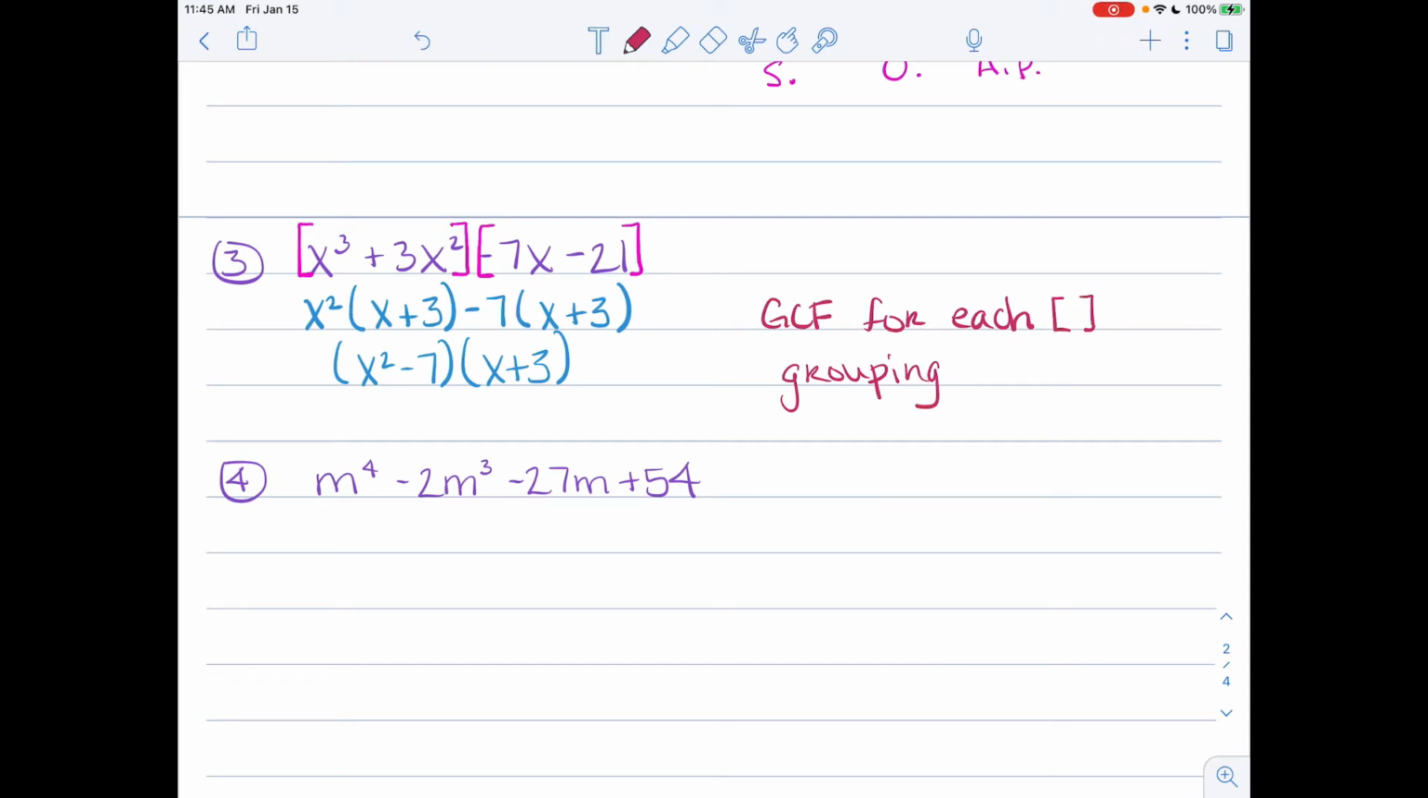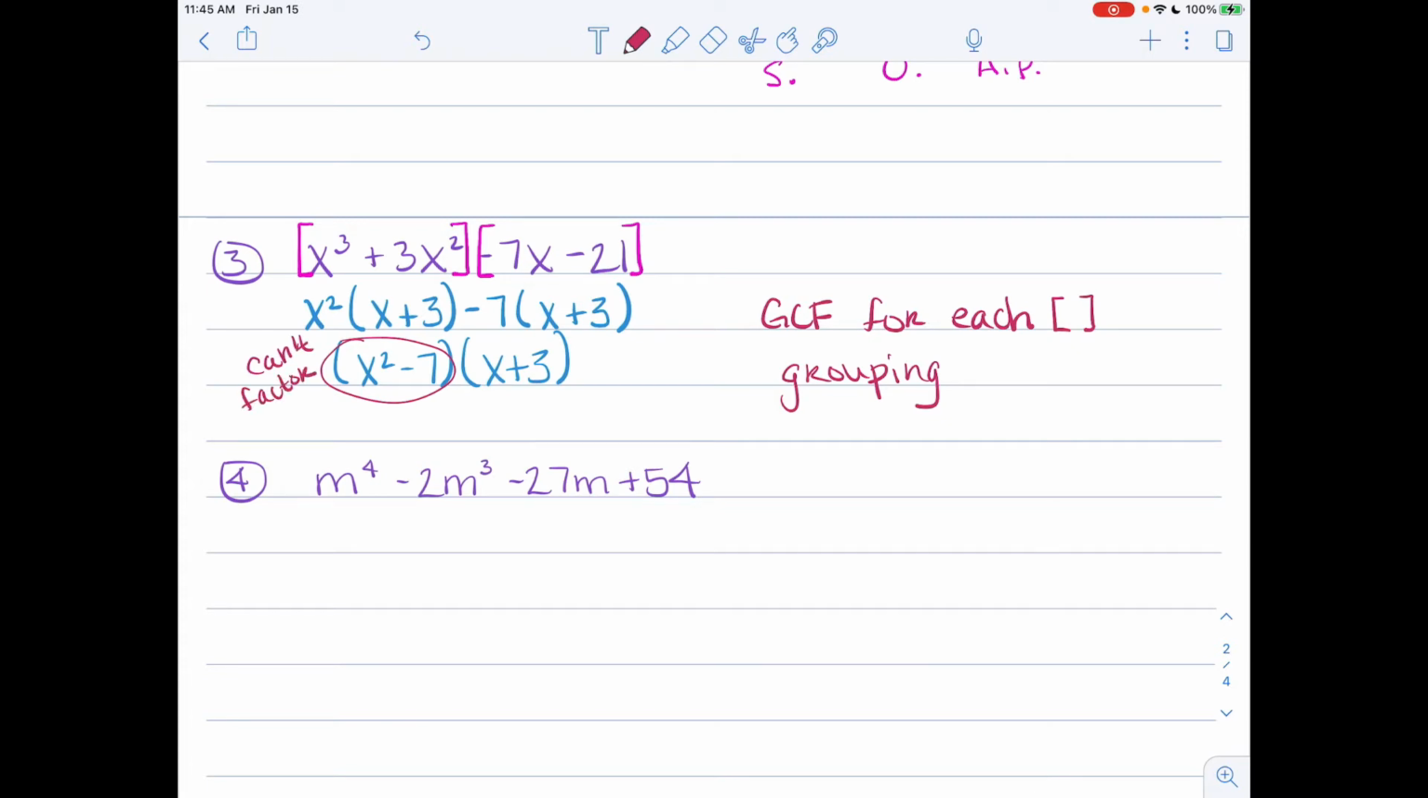From here, we would see if we could factor any further. x plus 3 is linear, it won't factor. And x squared minus 7, well, 7 is definitely not a perfect square or cube because it's prime, so we know that we can't factor this any further.